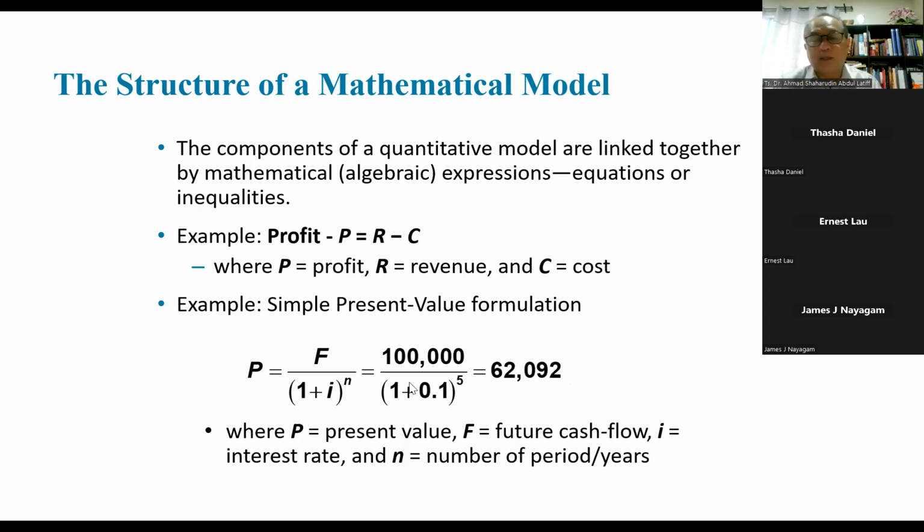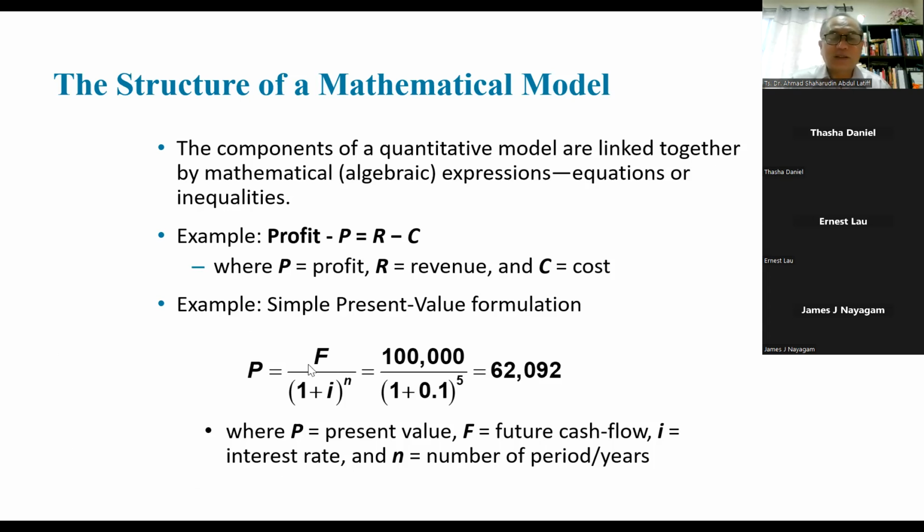For example, if you were to receive 100,000 today, or receive the 100,000 over a 5 years period, at the end of the 5 years period, the worth of 100,000 is only 62,000. That is the value when you bring it to today. So this is called net present value. This is the formula.